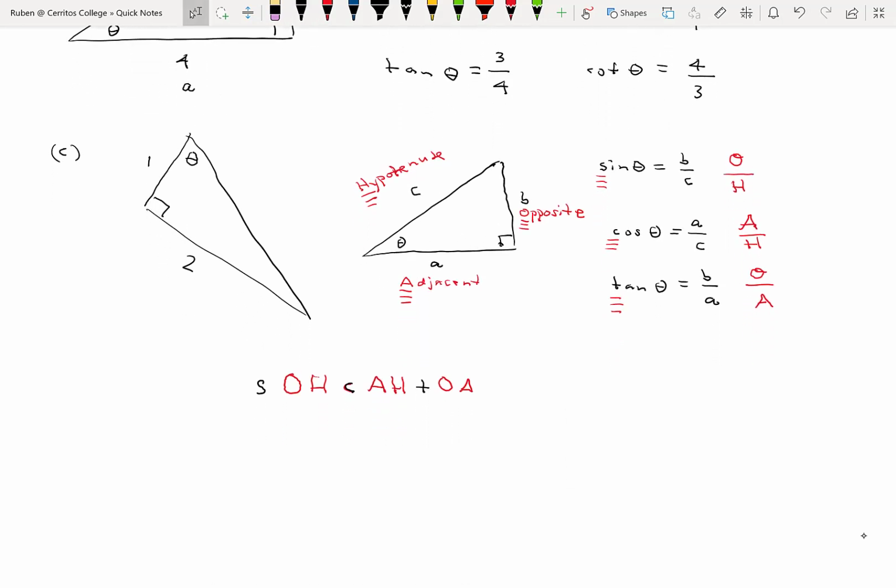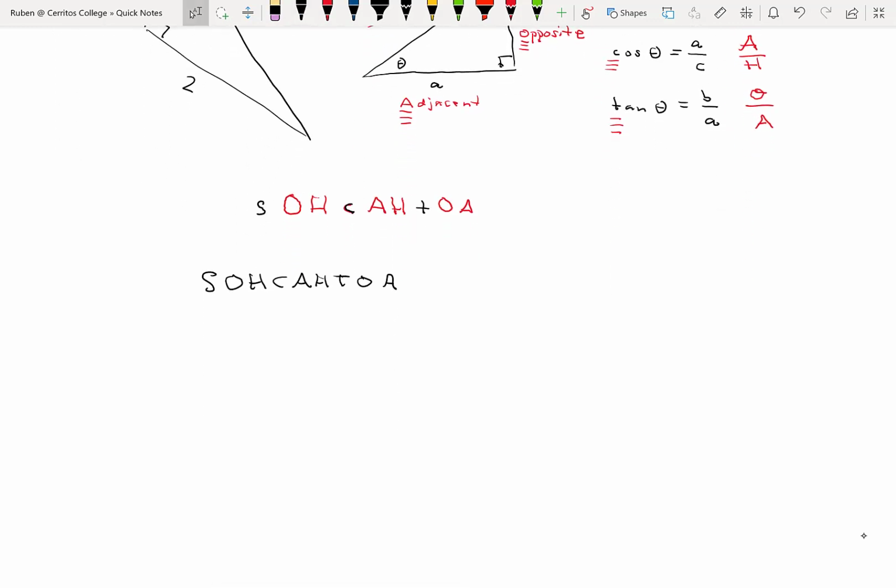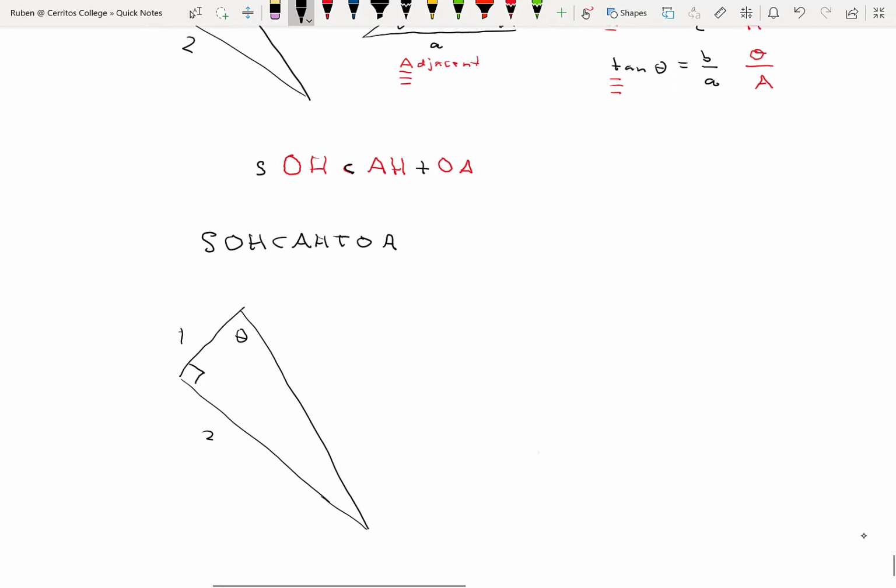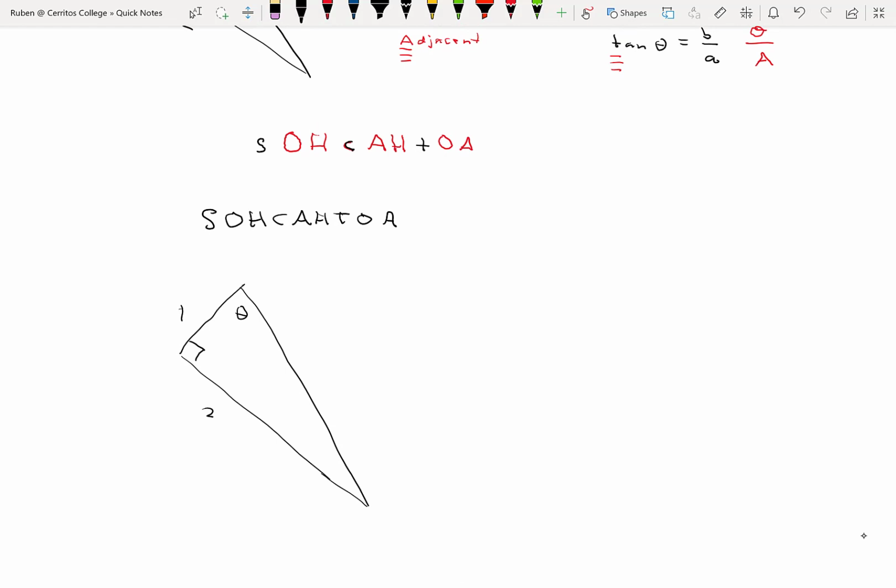Okay. So, TOA. The sine is opposite over hypotenuse. The cosine is adjacent over hypotenuse. And TOA, tangent is opposite over adjacent. So let's go back to our triangle. Maybe I'll redraw it for us. Here's the triangle in our problem. 1, 2, and there's theta. SOHCAHTOA for sine, cosine, and tangent.